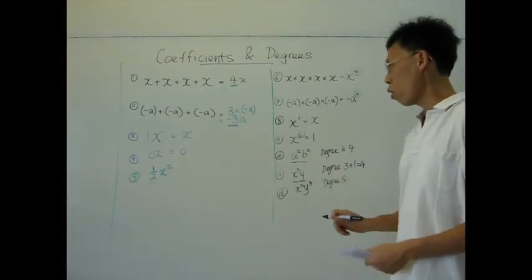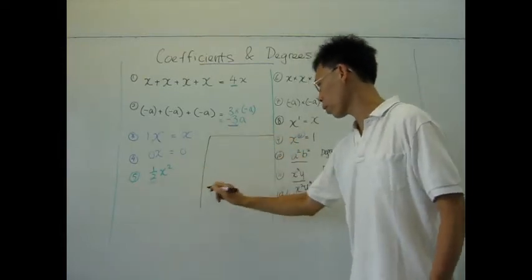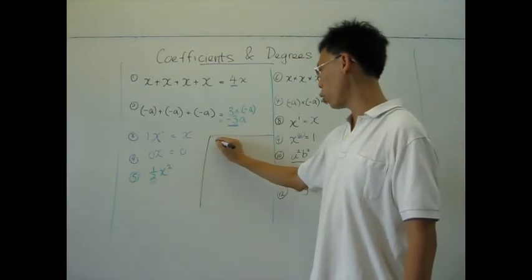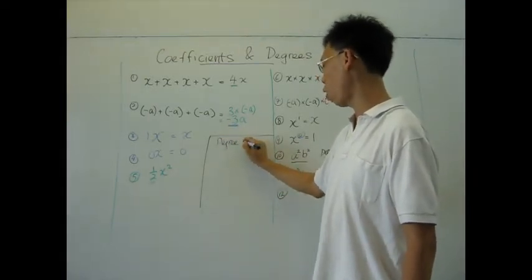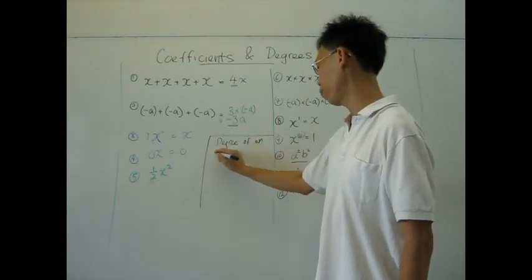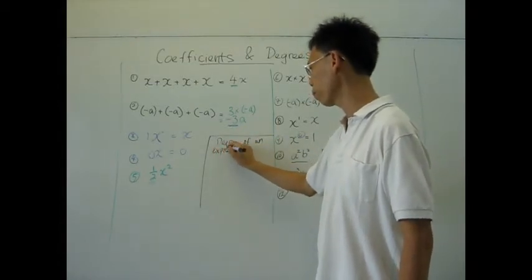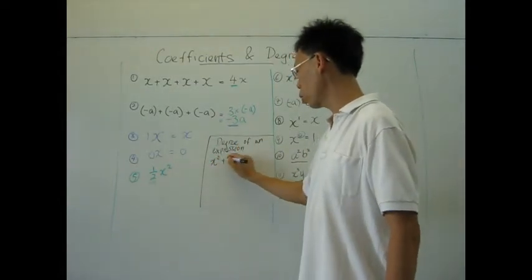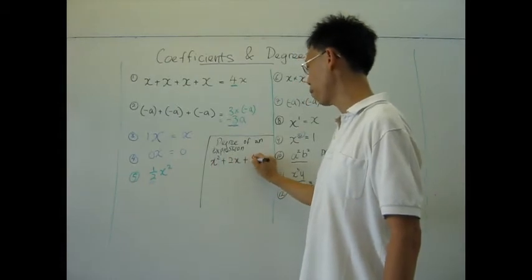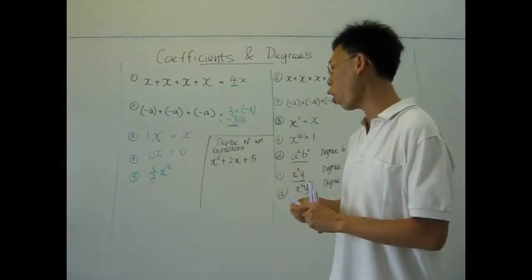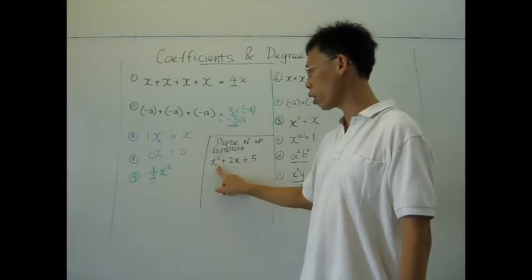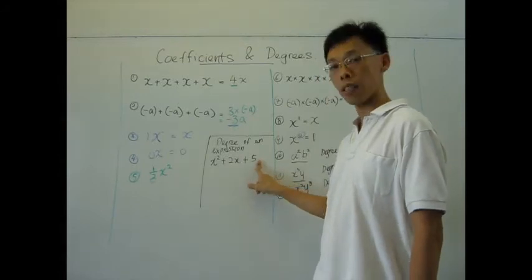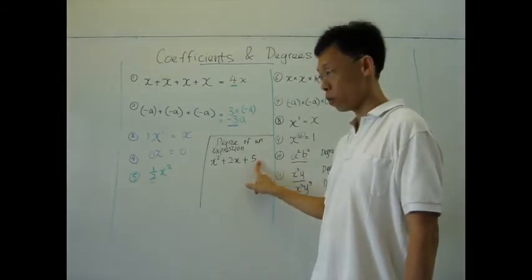Now, if I expand a little bit, the degree of an expression, for example, if I have an expression like this, x squared plus 2x plus 5. If I look at each of the terms separately, the first term has degree 2, the second term has degree 1, the last term has degree 0.